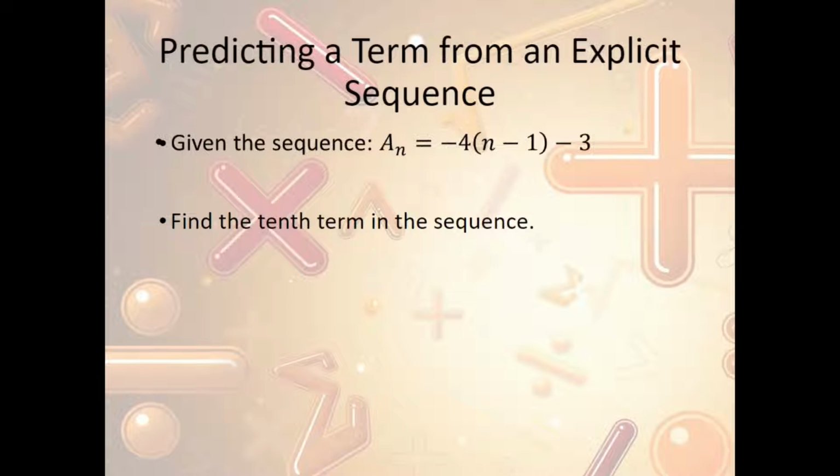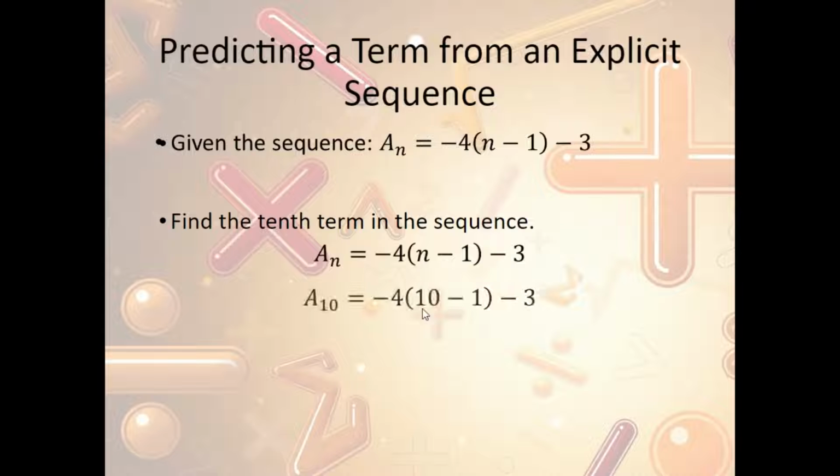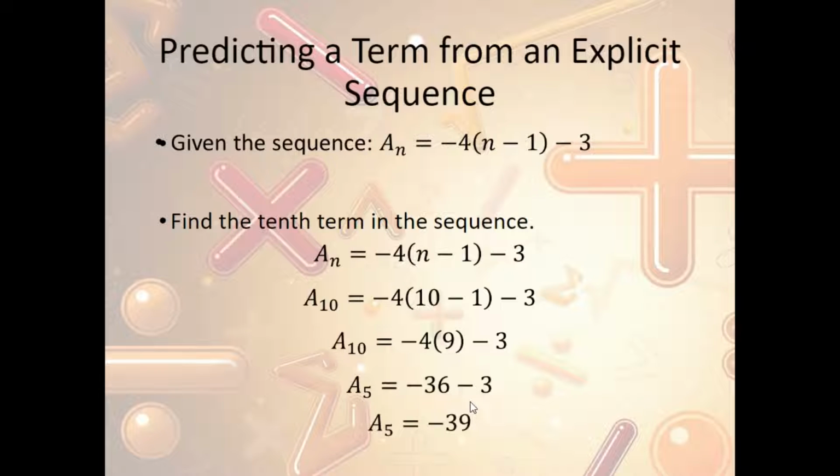So look at another example. Let's try to find the 10th term of this one. That's a_n is equal to negative 4 times n minus 1 minus 3. So again, we plug in 10 for n. So this becomes a_10 is equal to negative 4 times 10 minus 1 minus 3. Well, 10 minus 1 is 9. So we have negative 4 times 9 minus 3. Well, negative 4 times 9 is negative 36, minus 3. Negative 36 minus 3 is negative 39. So the 10th term in that sequence is negative 39.